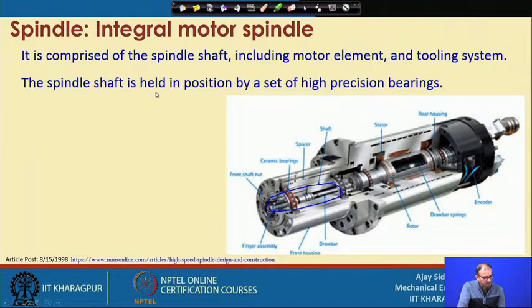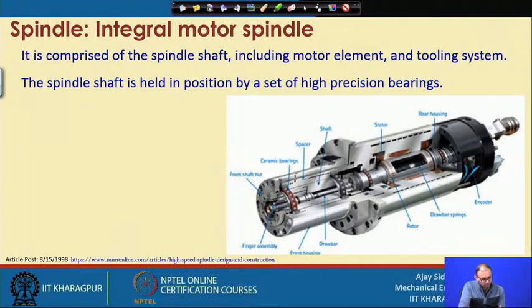Right. The spindle shaft is held in position by a set of high precision bearings. Now, it is up to us how many bearings we want to use, because the number of bearings will increase the stiffness. If you put more than one bearing instead of a single bearing, you can get more stiffness in terms of the radial loading and the axial loading. But the minimum requirement is that you have to put bearings at the front part as well as the rear part, because the shaft will undergo two different types of loading. One is the radial loading and another is the thrust loading, that is along the axis of the shaft.